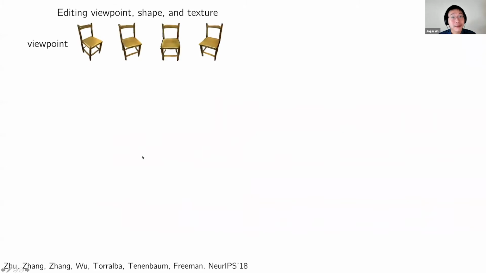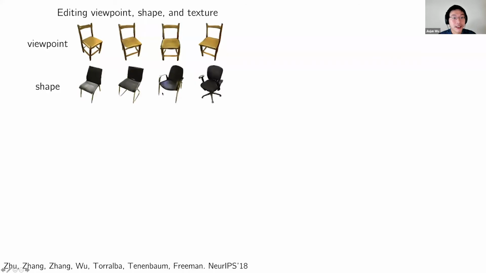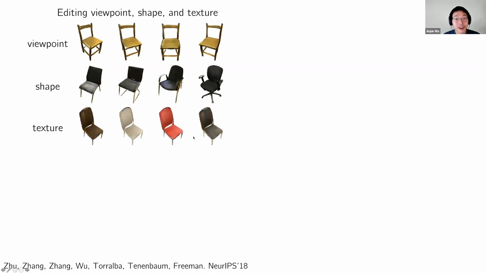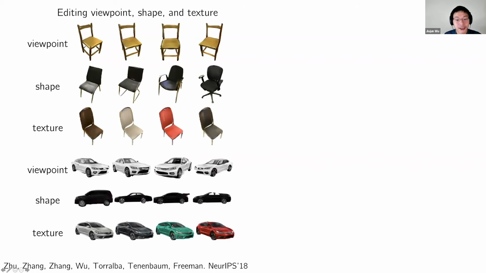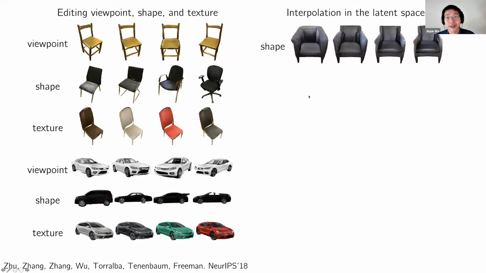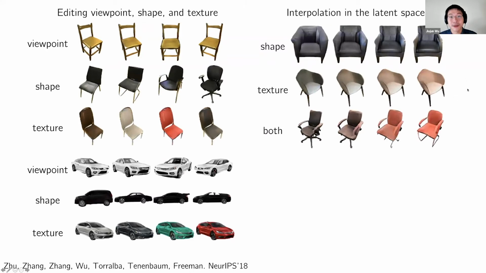For example, I can keep the code of shape and texture and just change the viewpoint. Or I can change the shape but keep the viewpoint and texture. Or I can change the texture but keep the shape and viewpoint. I can do that for chairs, and I can do that for cars as well: changing the viewpoint, changing the shape, changing the texture. I can also do interpolation in the latent space. I can keep the viewpoint and the texture by just interpolating between two shapes. I can do the same for interpolating textures. Or I can interpolate in both, keeping the viewpoint but interpolating between both shapes and textures.